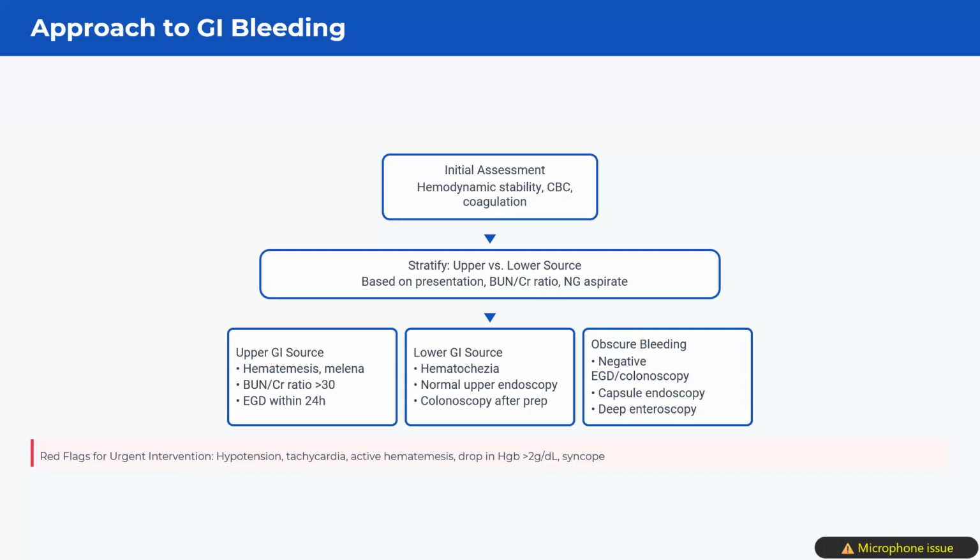The red flag for urgent intervention is always going to be to treat the potential massive GI bleed requiring immediate escalation first: hypotension or tachycardia unresponsive to fluids, hemoglobin dropping greater than 2 within 24 hours. Those are going to be your major red flags for scoping.